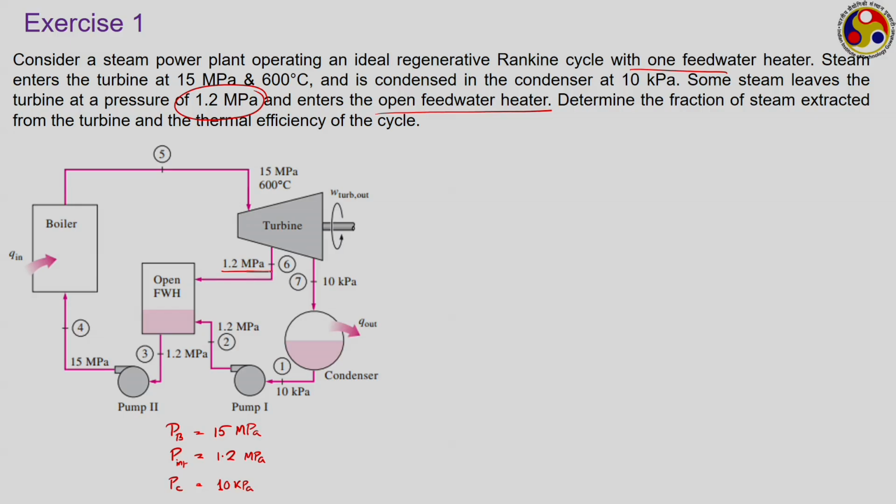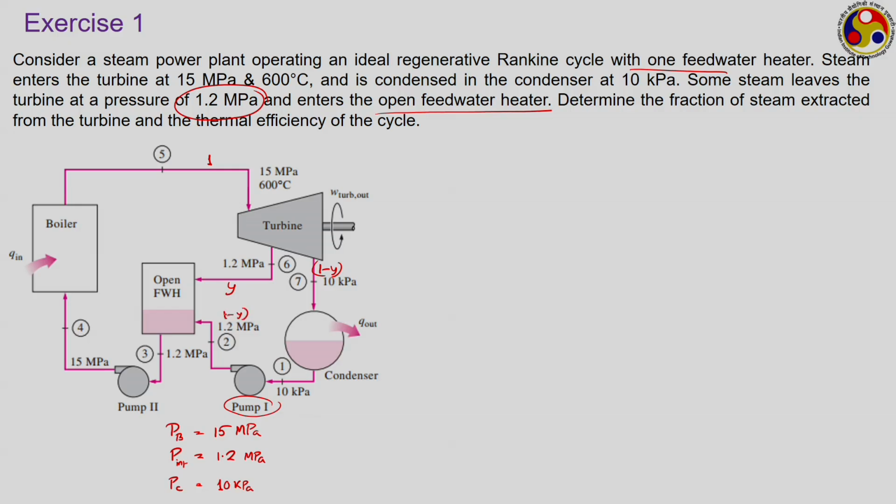At point 6, some amount of steam has been extracted. Let us assume this mass of steam to be equal to y. Here the total mass is 1, then the 1 minus y fraction continues to point number 7, where it goes through the condenser. Then we have the condensate extraction pump, pump number 1, which raises the pressure from 10 kilopascal to 1.2 megapascal, which is the pressure of this open feed water heater. So, this condensate at 1.2 megapascal and the bled steam at 1.2 megapascal are allowed to mix in this open feed water heater.